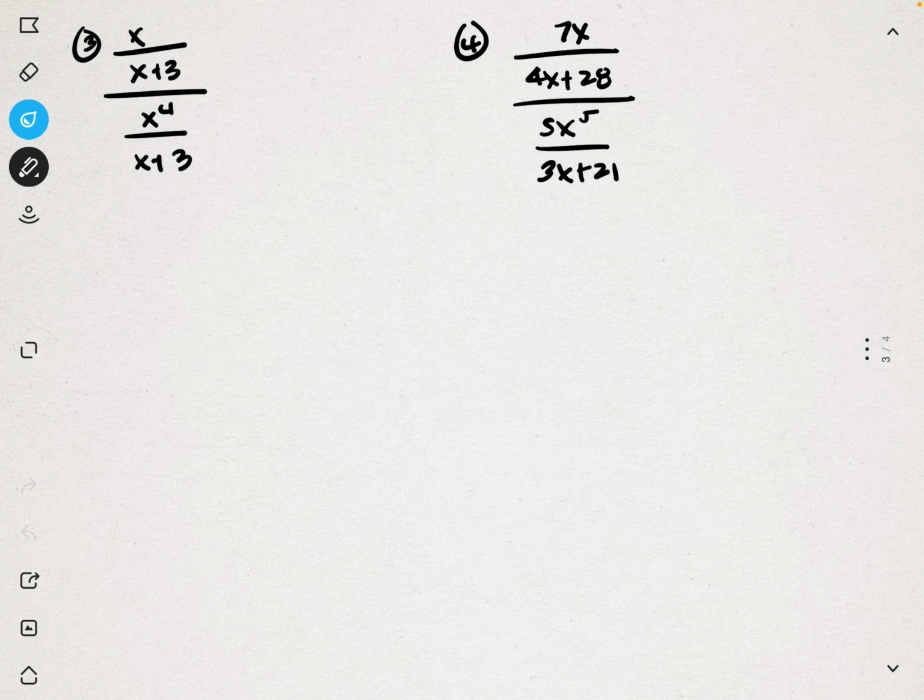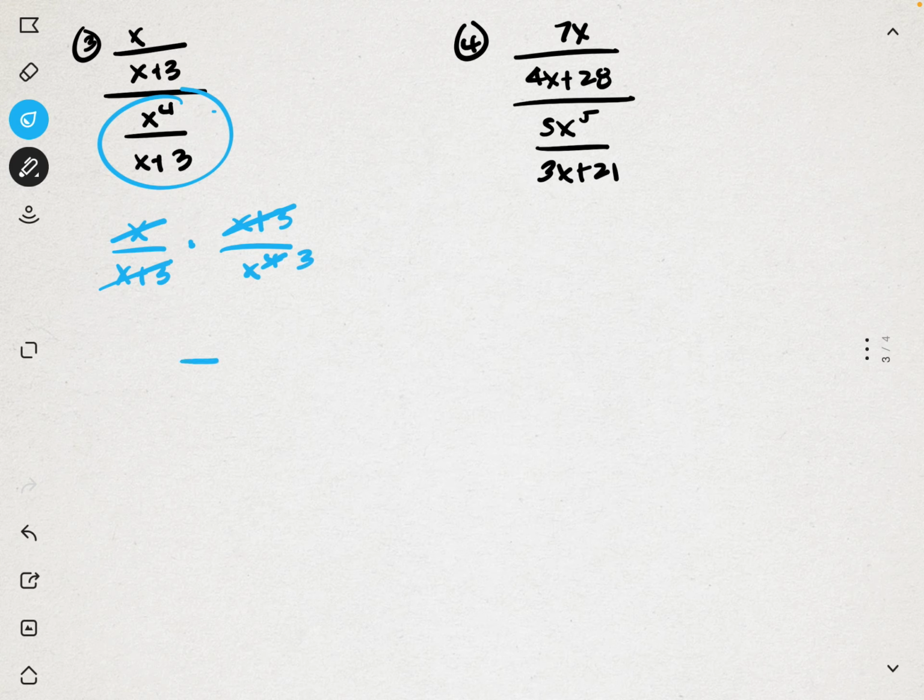Alright, so number 3, this is our numerator. We're multiplying by the reciprocal of our denominator, so x plus 3 over x to the 4th. This is nice because the x plus 3's cancel. And then here we can cancel this x with one of the x's in the bottom. Notice that there's nothing in the numerator. We're not going to leave it blank. We're not going to say it's 0 because technically we're dividing stuff out. So when we divide something by itself, we still have a 1 left. And in the bottom we have x cubed.